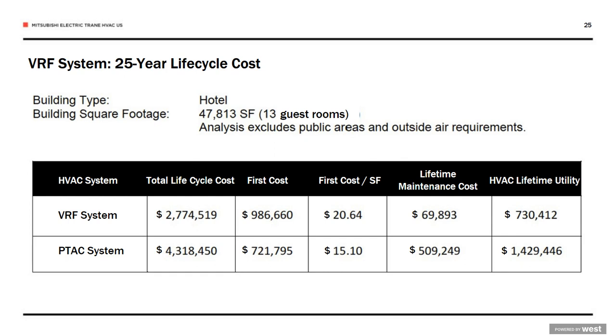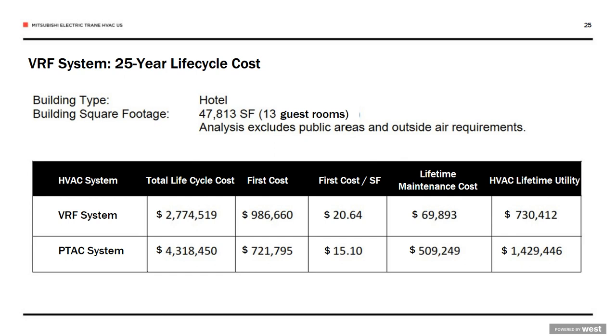I said, okay, we'll go VRF versus PTAC. Mr. Customer, does that sound right? Yes. So if we take a look at this 48,000 square foot hotel, the VRF system's total life cycle cost was about $2.7 million. For PTAC, over that same 25 years, you can expect to spend $4.3 million. First cost, the VRF is definitely going to be more expensive. You're probably looking at right around $20 a square foot versus $15 a square foot for PTAC.